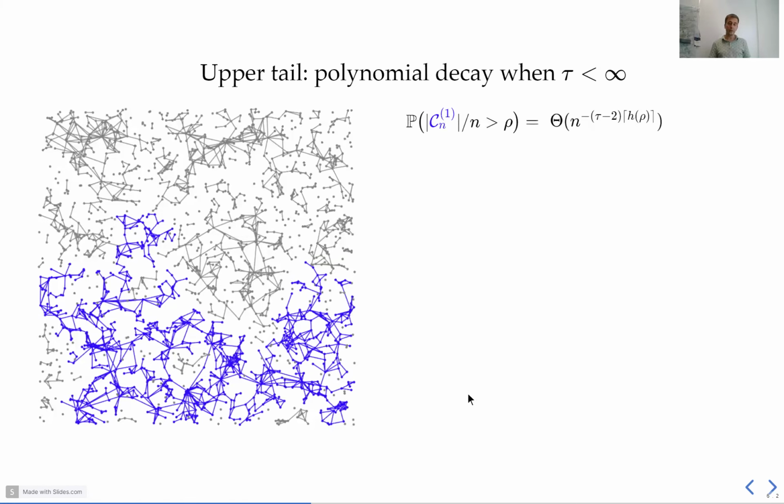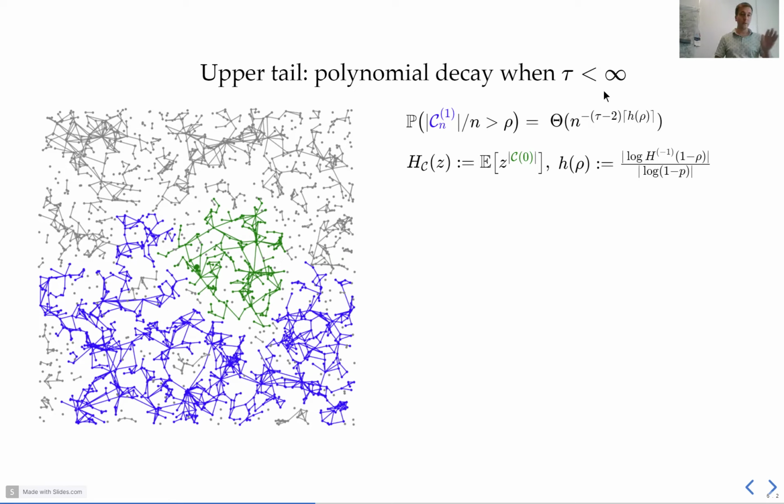So what we can prove is that this function I of rho has the following formula. So the probability of observing a giant bigger than rho times n, where rho is of course bigger than theta, decays as n to the minus tau minus 2 times some function of rho. And here tau, remember, is describing the inhomogeneity of the weights. So this is the power-law exponent of the weights and also describing the decay of the degree distribution. So this is the formula for the h of rho.